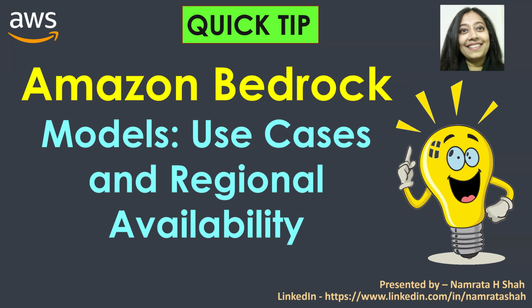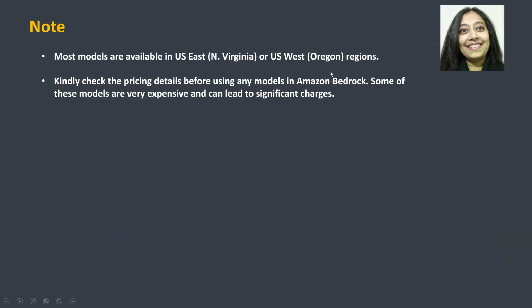In our quick tip today, we will discuss Amazon Bedrock models and their availability by use case and region. So let's get started. A couple of things to keep in mind before we proceed. Most models are available in US East, that is North Virginia, or US West, that is Oregon region. These are the two most popular regions that have, let's say, 90% of the models available.